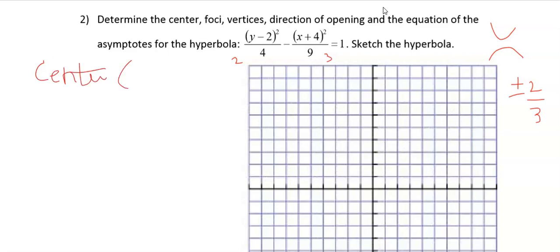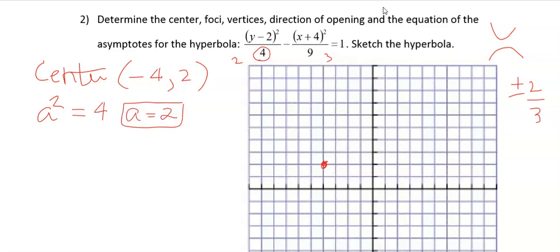Okay, so the center is at negative 4, because look at what's behind the x plus 4, and then look at what's behind the y minus 2, so that's positive 2. There's your center, look at that. So negative 4 and positive 2, boom, center already. Now, wasn't that easy? The a squared is under the positive term. There's your a squared. It's not 9, it's 4. So a is equal to 2.